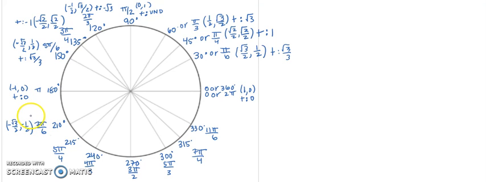And our tangent is going to be, oh, and I forgot to put a negative on my tangent here. Tangent is going to be positive root 3 over 2. I'm sorry, positive root 3 over 3. What's wrong with me today?